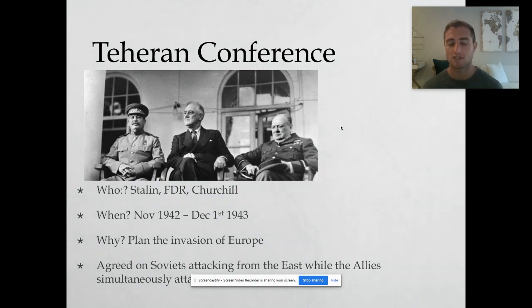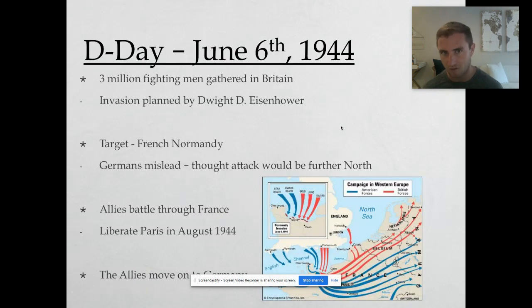The Tehran Conference is the discussion of the attack into mainland Western Europe. The Soviets are going to come from the east, the Allies will come from the west, and of course that sets up June 6, 1944, which is D-Day, the biggest amphibious invasion in world history. 3 million fighting men gathered in Britain to cross the English Channel, led by an American, Dwight D. Eisenhower, Operation Overlord, moving in to French Normandy. We talked a lot about the specifics of this one.